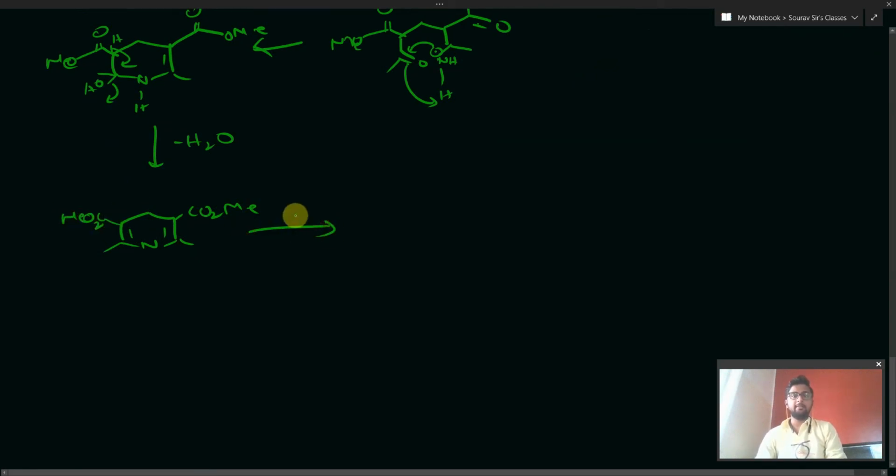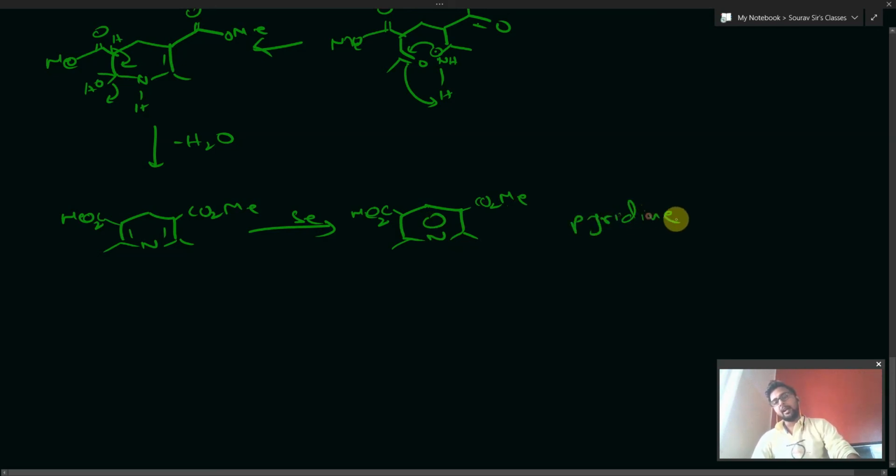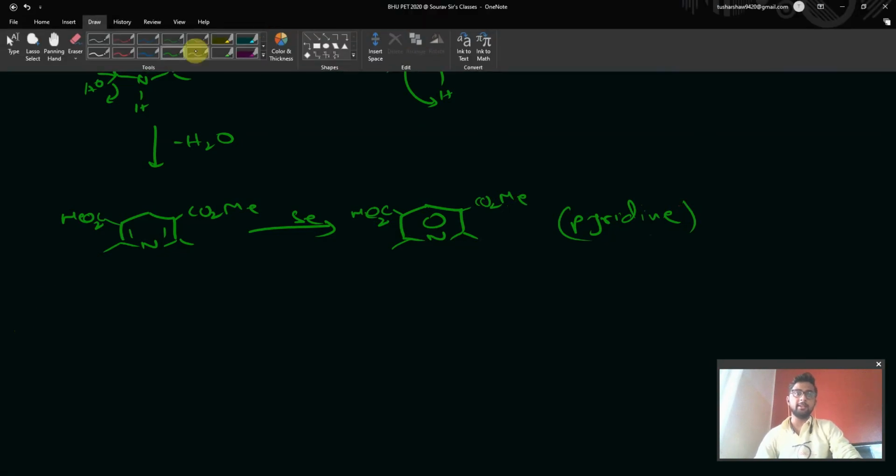That, if we are treating with Se, which is basically we are aromatizing the whole system, then we will be getting a pyridine derivative. Okay, so pyridine derivative is formed, and obviously pyridine is not isoquinoline, so option C also won't be the correct answer. Moving on to option D.